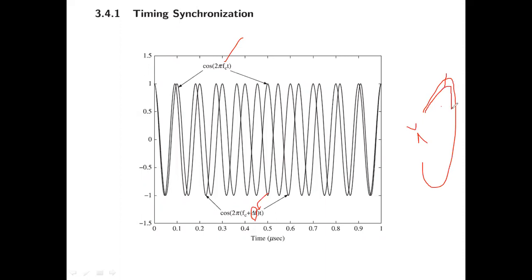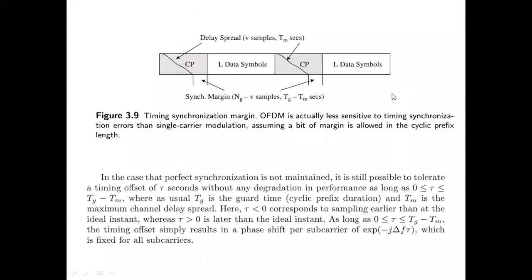So what's going to happen? The Doppler frequency, the carrier frequency, is going to change, creating synchronization issues. This is a problem. So what to do? If small shifts in the timing instance are going to create that much problem.